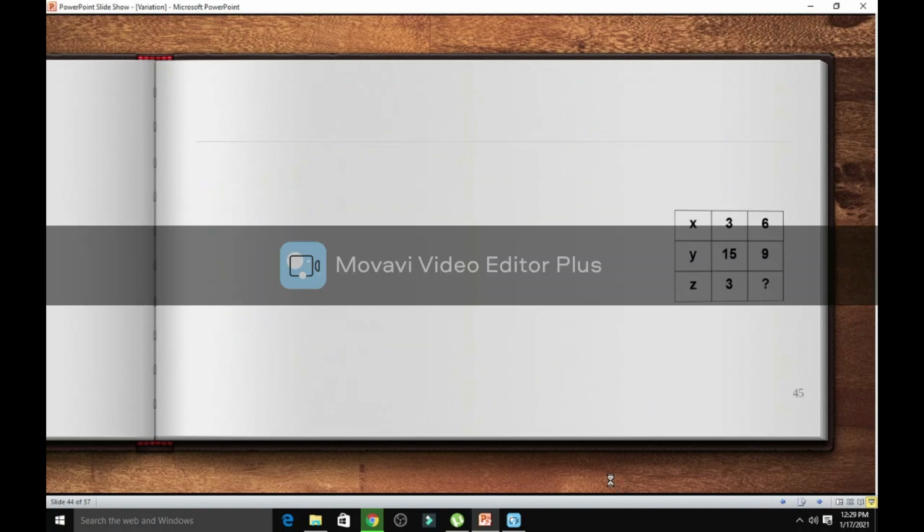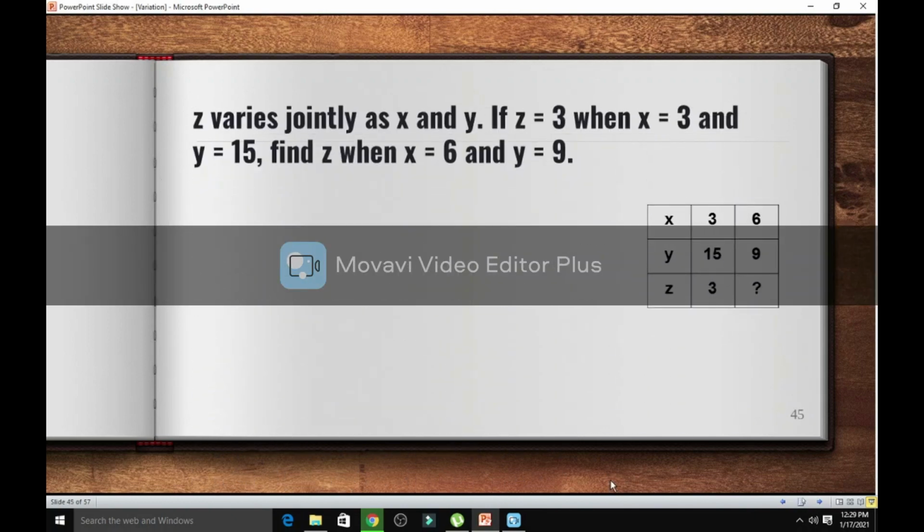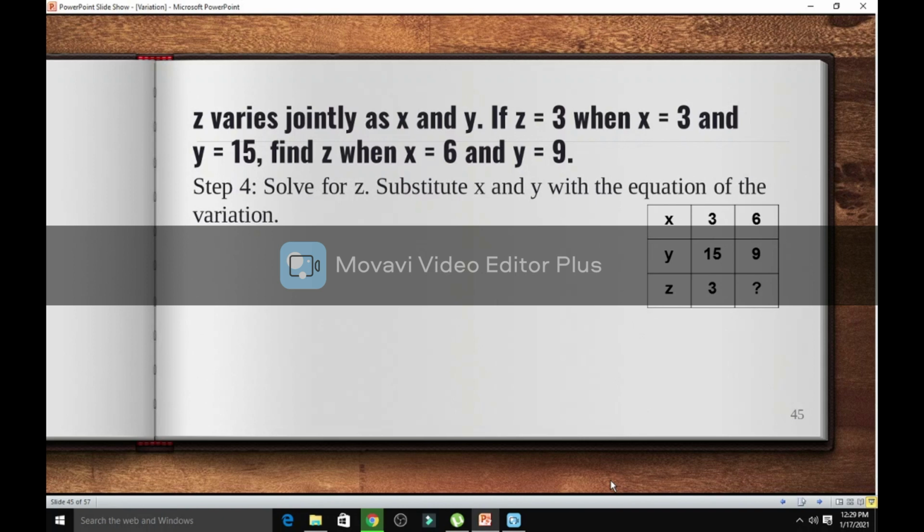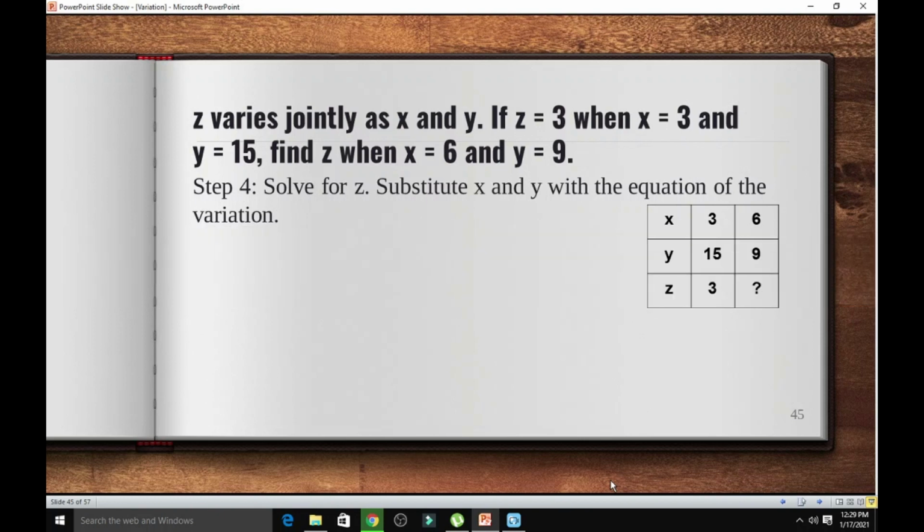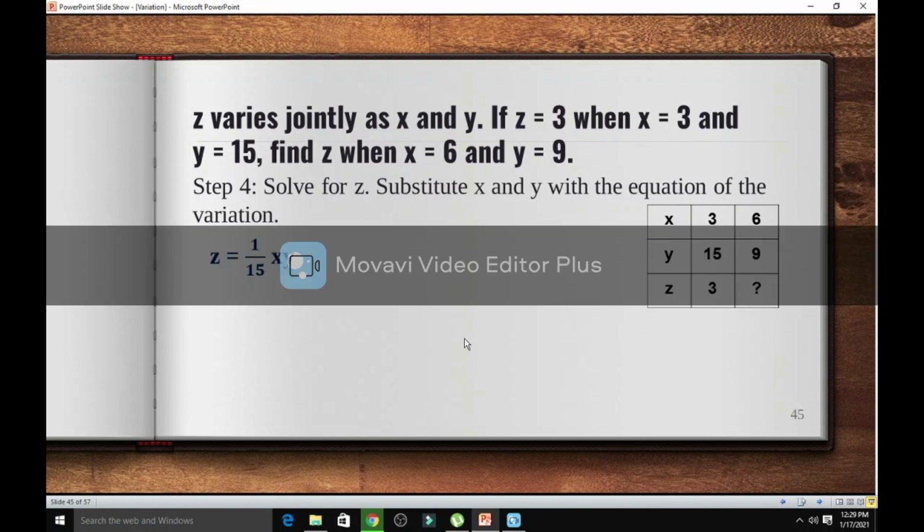So, sunod. Step number 4, we are going to solve for the unknown or for z. So, what are we going to do? We need to substitute the value of x and y with the equation of the variation. So, the equation of the variation is z is equal to 1 over 15 x multiplied by y. I-substitute natin yung pangalawang value ng x and y.